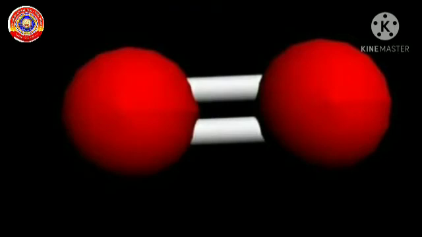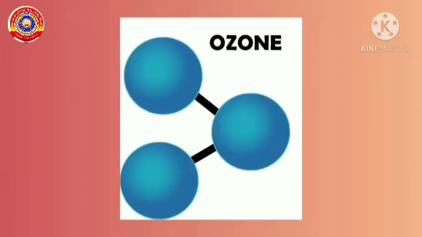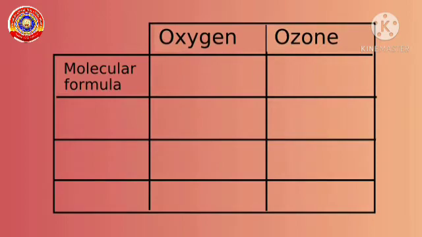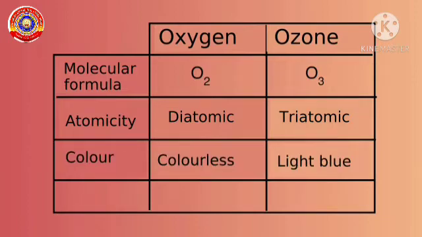Usually, oxygen is seen as a diatomic molecule, that is, formed by combining two oxygen atoms. But ozone is a triatomic molecule containing three oxygen atoms. Let us know the difference between oxygen and ozone molecule. All of you know that the molecular formula of oxygen is O2 and that of ozone is O3. Atomicity of oxygen is 2 and that of ozone is 3.